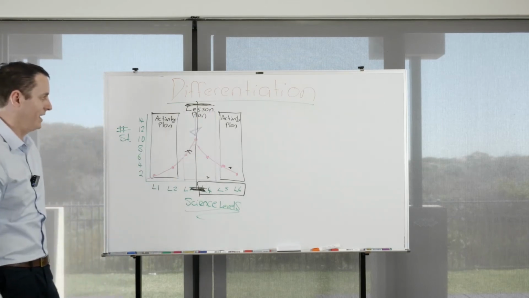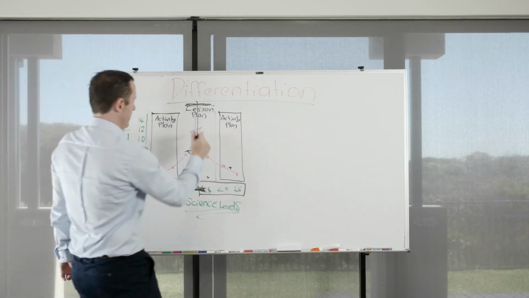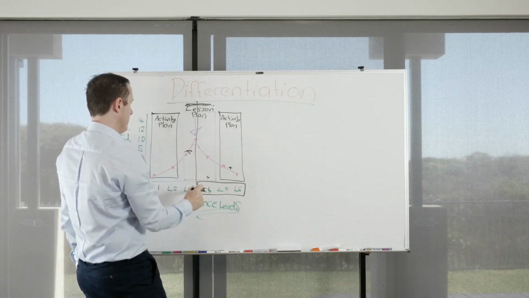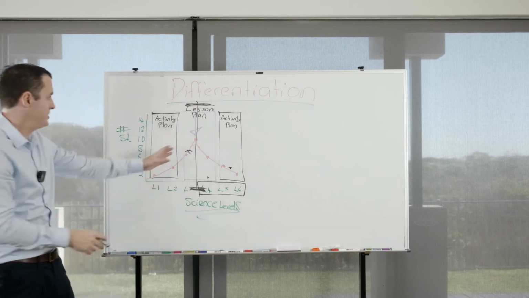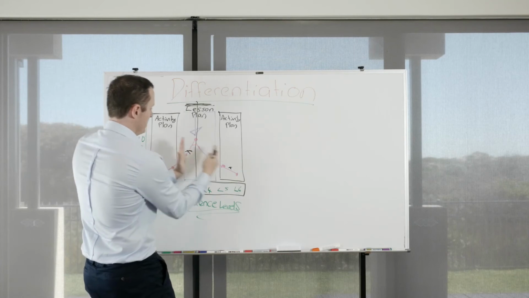I'm sure there's a name for that line. It's probably the mode line, would it be? I think so. Anyway, is that the average? What type of average would that be? Mode. I think it's the mode line. Anyway, so you would aim your lesson plan at that line and you'll put some little adjustments either side.